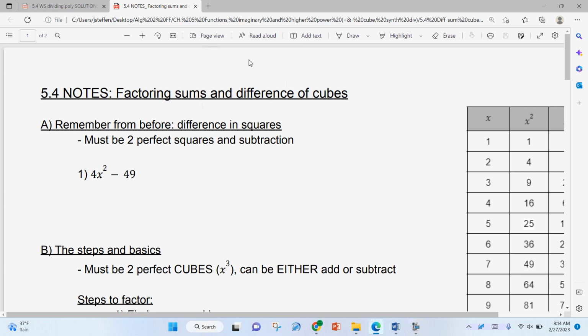So today we're going to do the sums and differences. The first one we'll start with is the difference in squares.